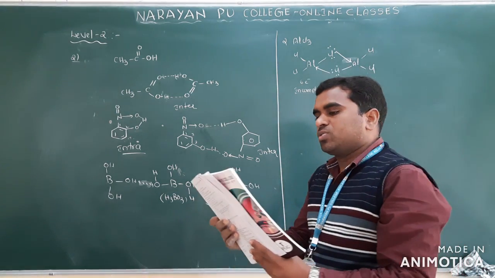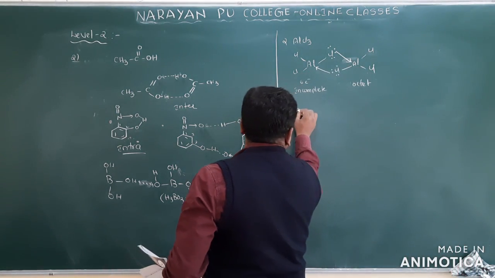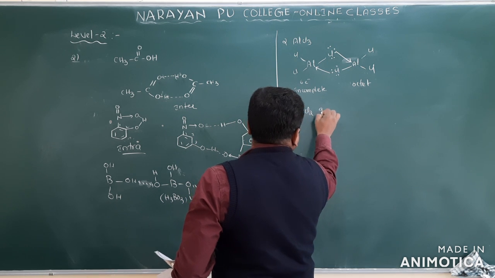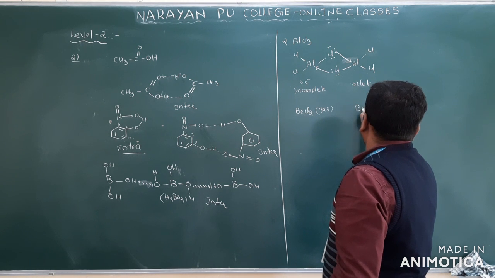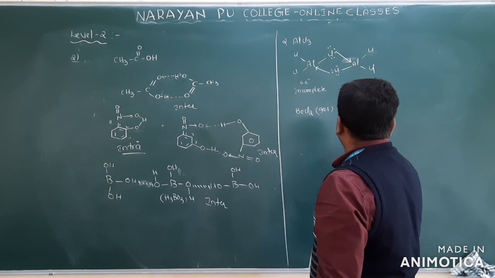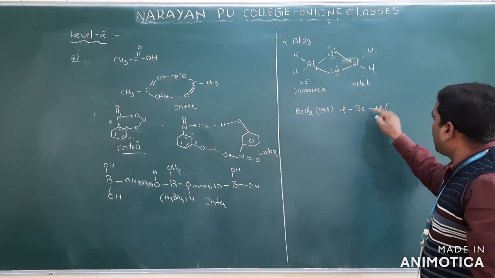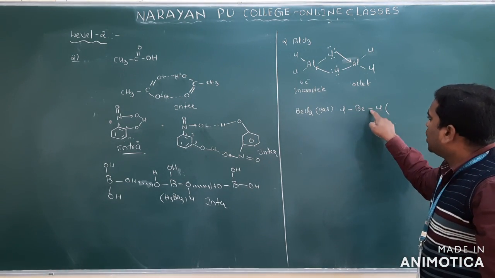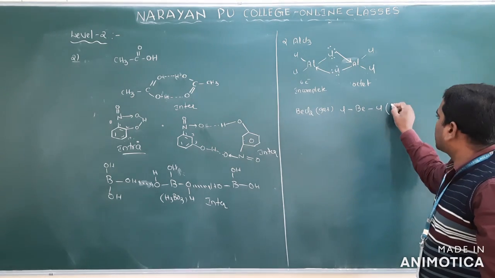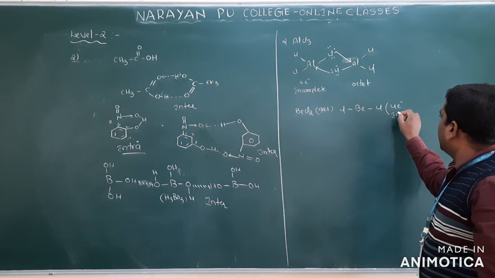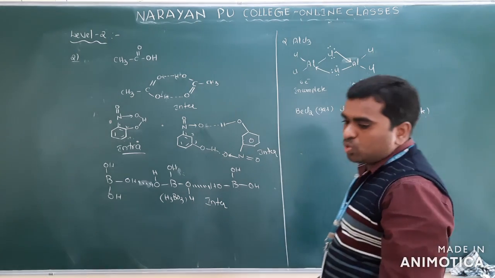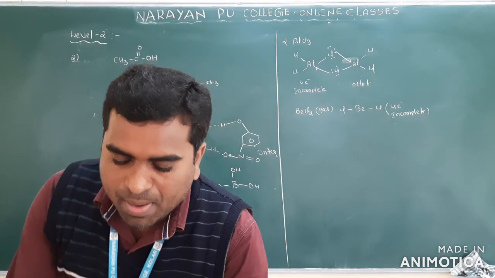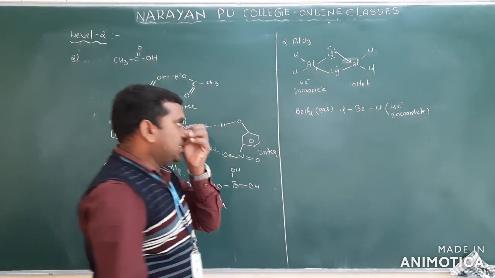And the second one, BeCl2. It is a gas. If you write BeCl2 commonly, Be and Cl, is the octet completed here? No. How many bonds are there here? 2 bonds. 2 bonds means how many electrons? 4 electrons, which means incomplete octet. So that's why they are involved in the dimerization to complete the octet.